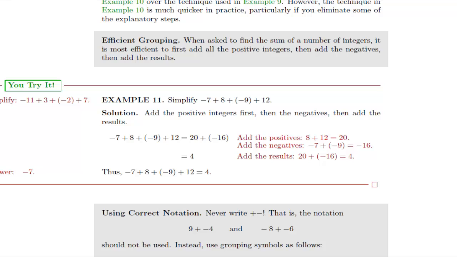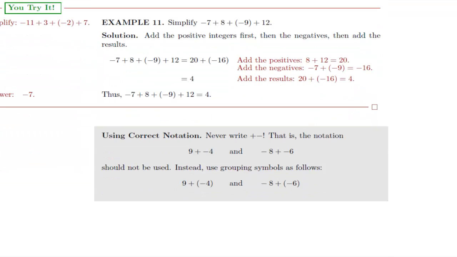Example 11. Simplify -7 + 8 + (-9) + 12. Solution. Add the positive integers first, then the negatives, then add the results. Adding the positives, 8 + 12 = 20. Adding the negatives, -7 + (-9) = -16. Add the results, 20 + (-16) = 4.